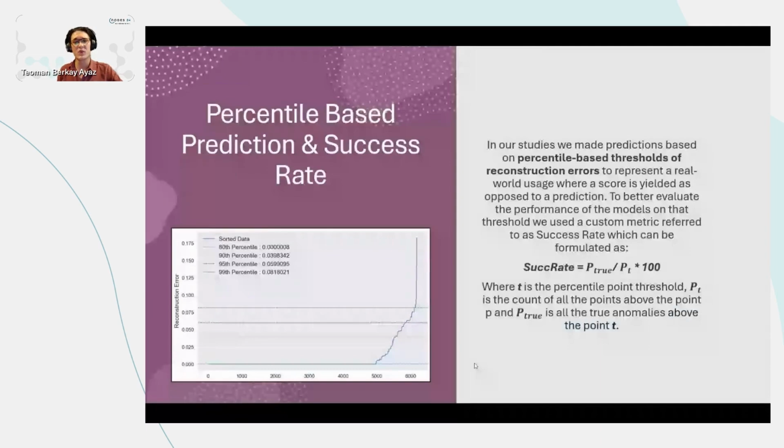So because of this, what we did was we used a custom evaluation metric we refer to as the success rate. So success rate can be formulated as all the true anomalies above a given threshold, the count of all the true positives above a given threshold, divided by the count of all the data points above a given threshold, times 100. And what the success rate does is that it allows us to evaluate threshold score points as a separate benchmark point.